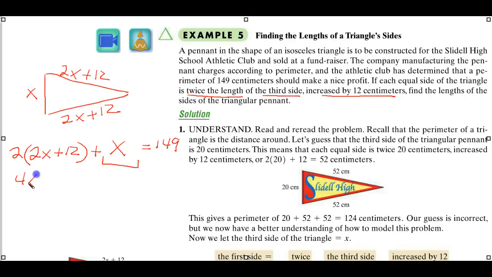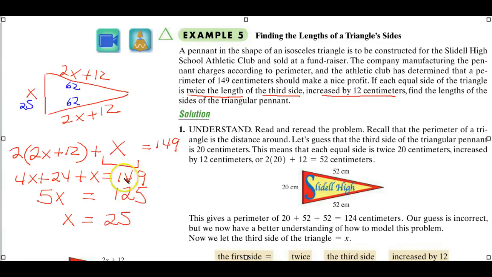So we get 4x plus 24 plus our base is 149. So we get 5x, and we're going to subtract by transposing 24 from both sides here, the other side, a negative 24. And using my calculator, I get 125. Divide both sides by 5. I get x is 25.